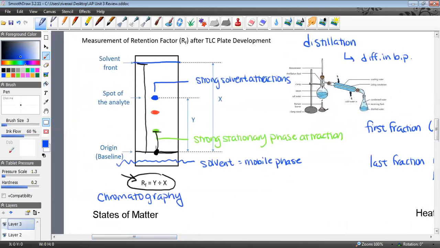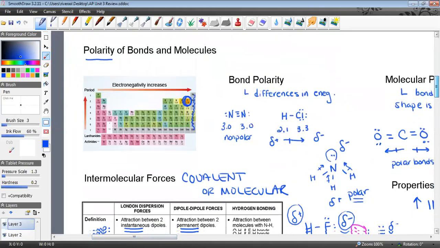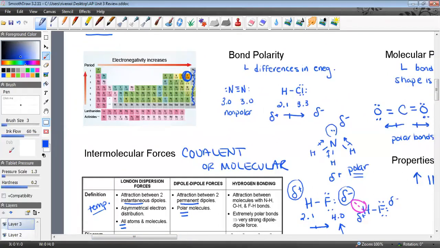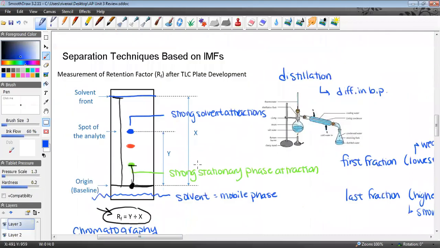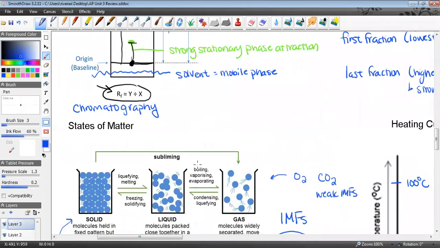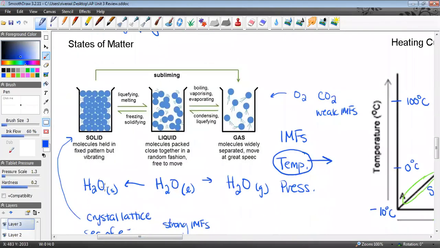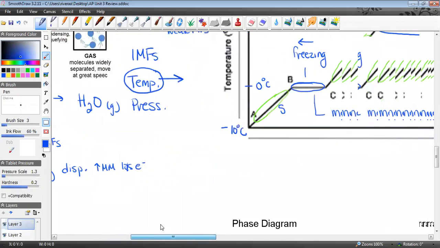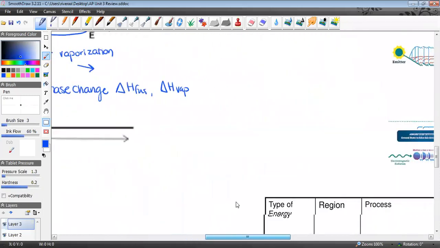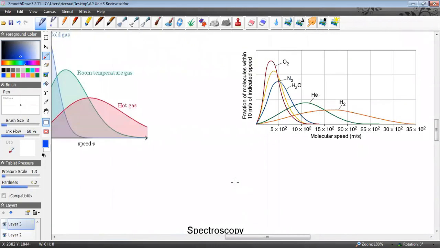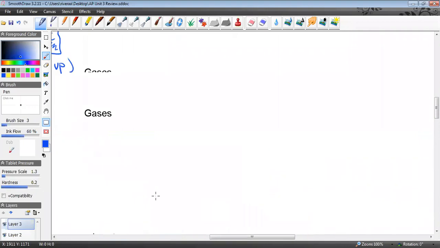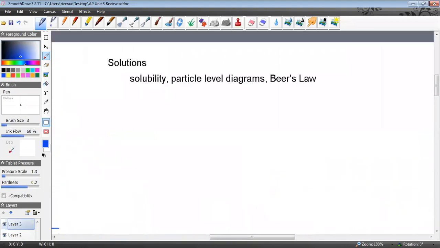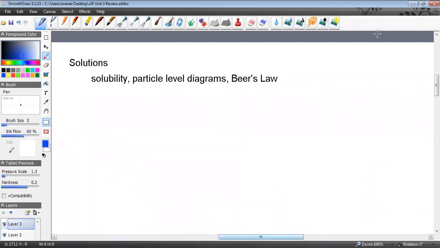I think it's time to go talk about gases, you guys. Okay, so we talked about bond polarity, we talked about molecular polarity. We talked about IMFs and properties of IMFs. We talked about separation techniques. We've done such a good job. We talked about states of matter. We talked about our curves. Okay, let's just talk about gases. Gases and we'll be done. No, gases and then a little bit of spectroscopy. Oh no, and solutions. This is a lot of stuff. I forgot how much was in this unit. Okay, I'm gonna talk fast.